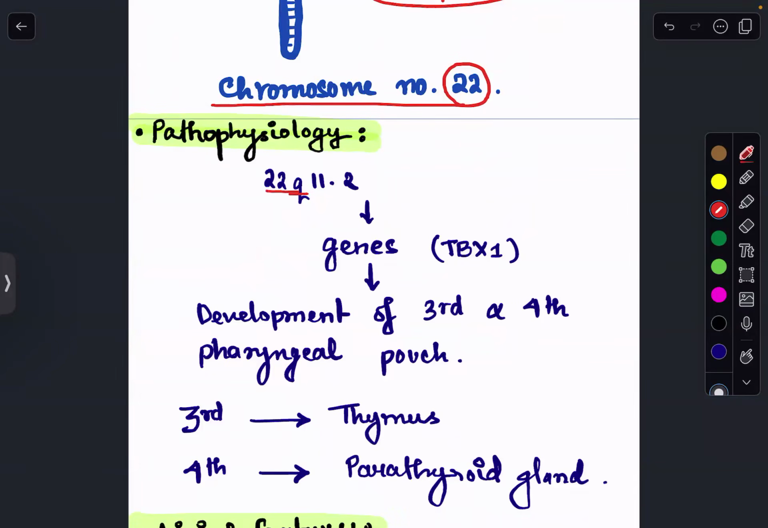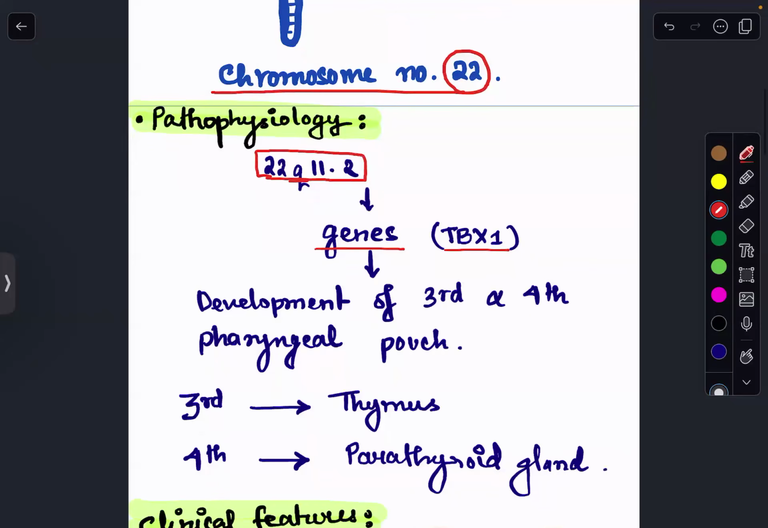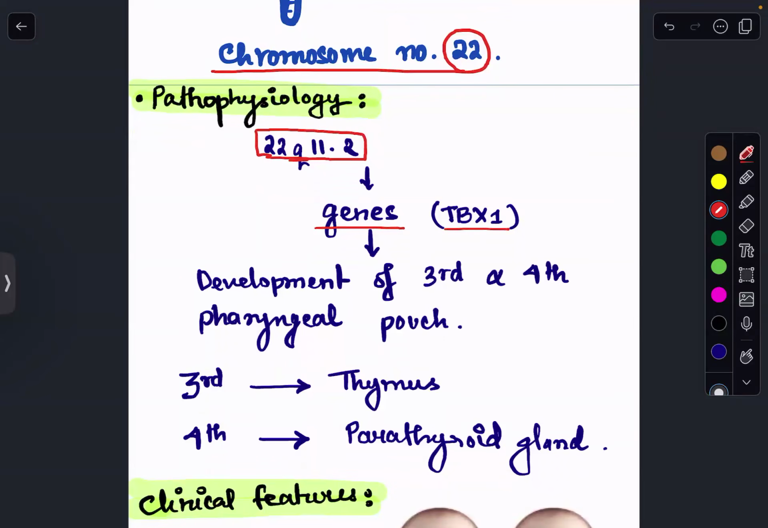So this 22q11.2, this particular location in the chromosome, encodes for certain genes. One of the genes is known as TBX1. All right. And this encodes for genes which basically will translate into proteins. And these proteins are actually only a few million. That's why it's known as microdeletion. If it is above 5 million, then it is commonly known as deletion syndrome. But since it is called microdeletion, only a few million base pairs that lead to the protein translation are deleted. So what happens?